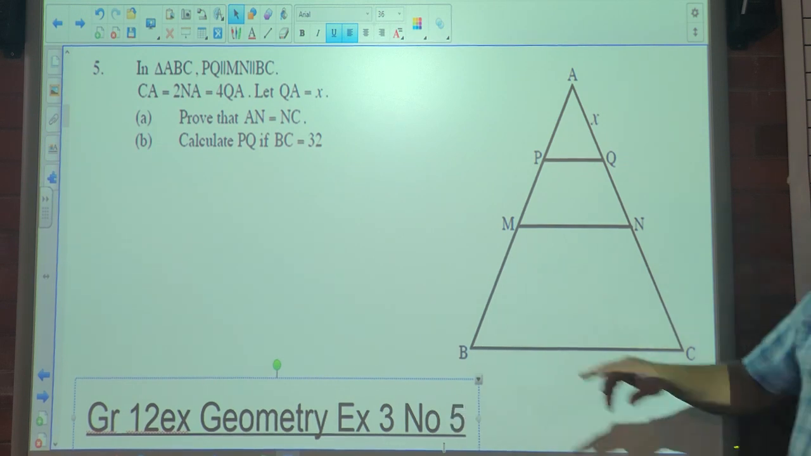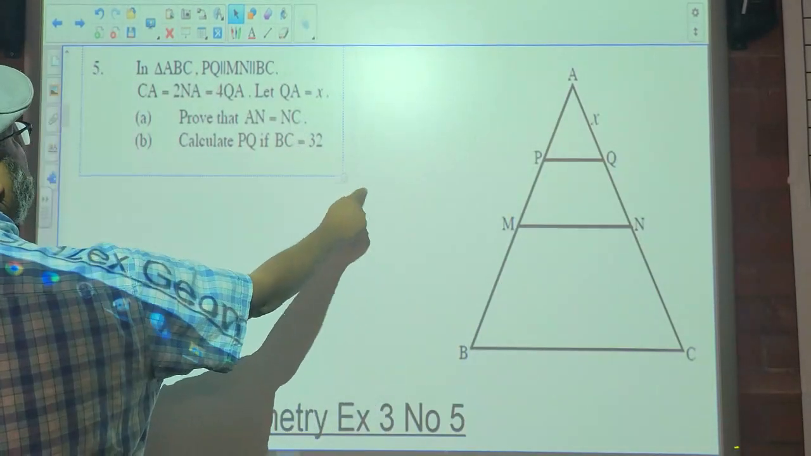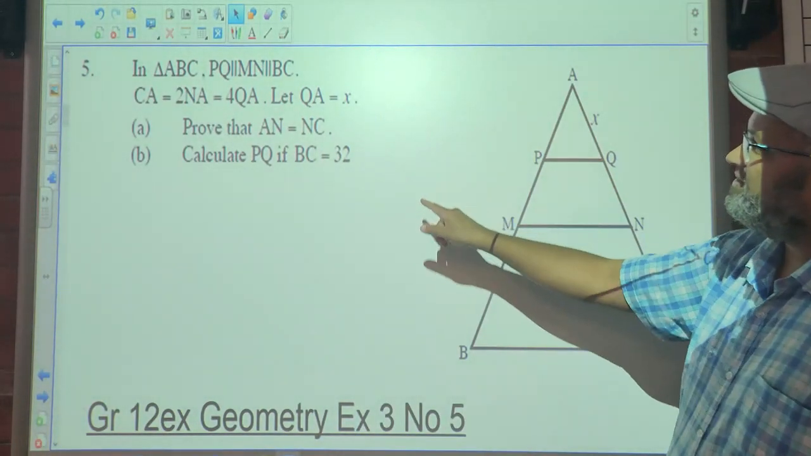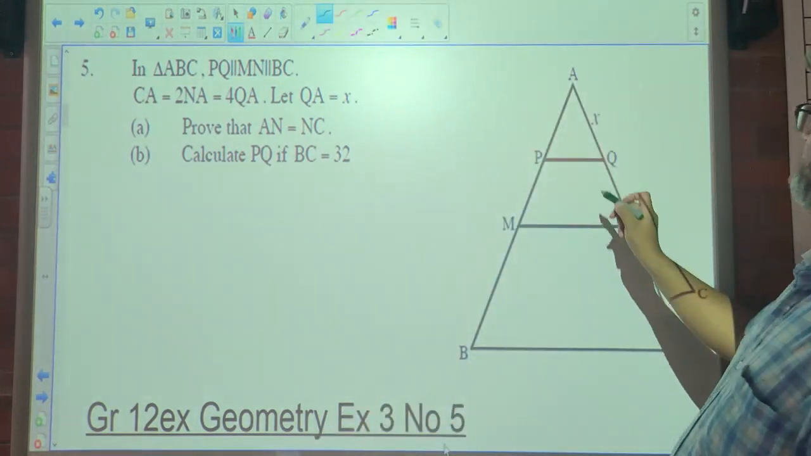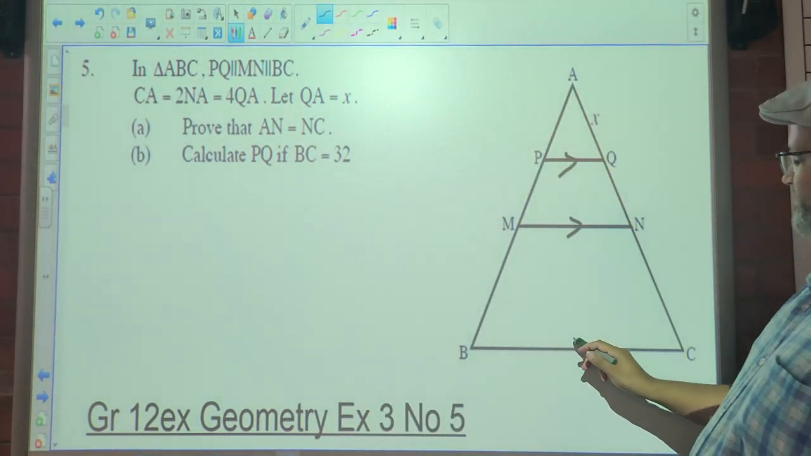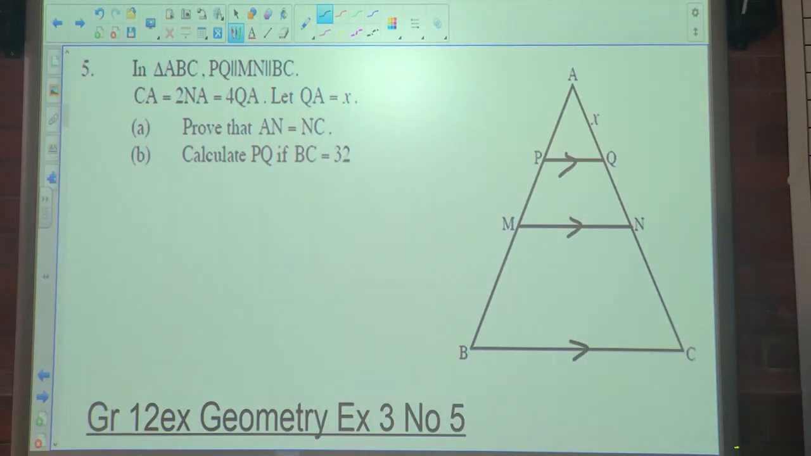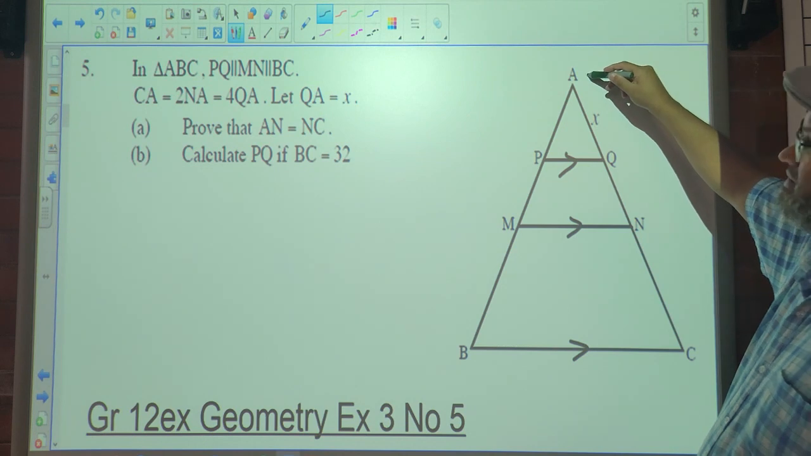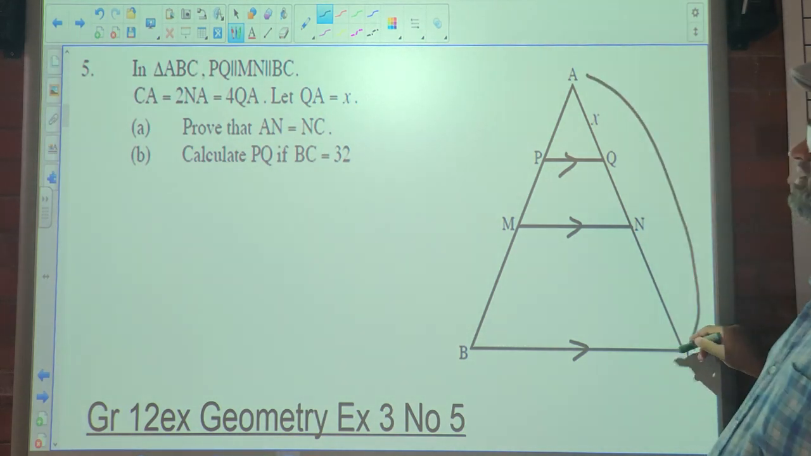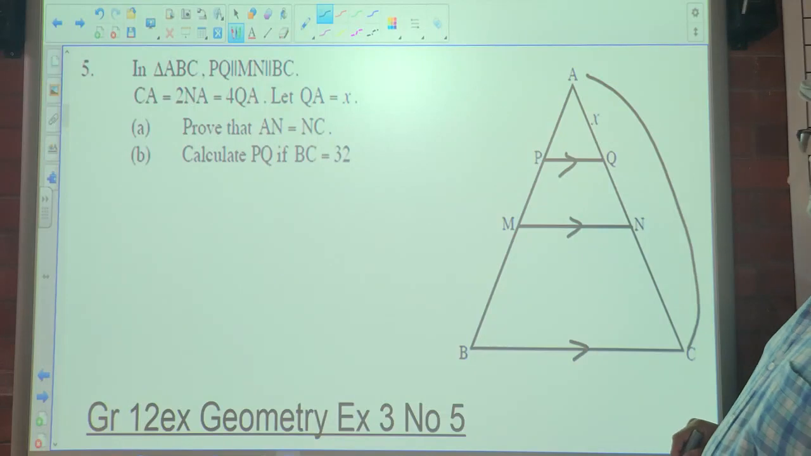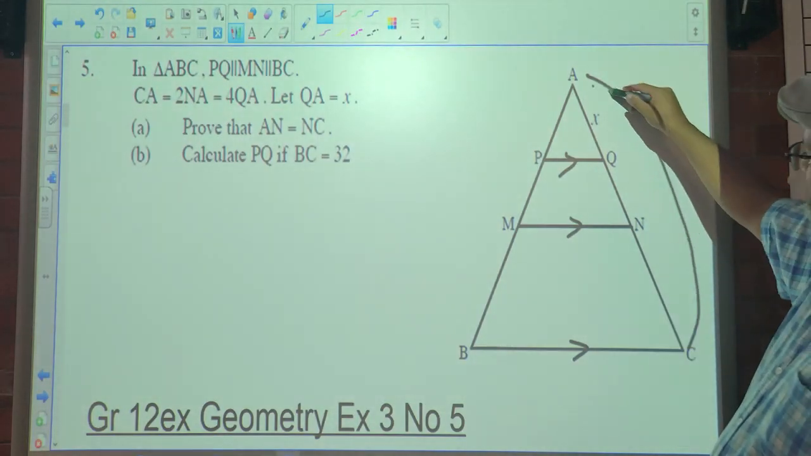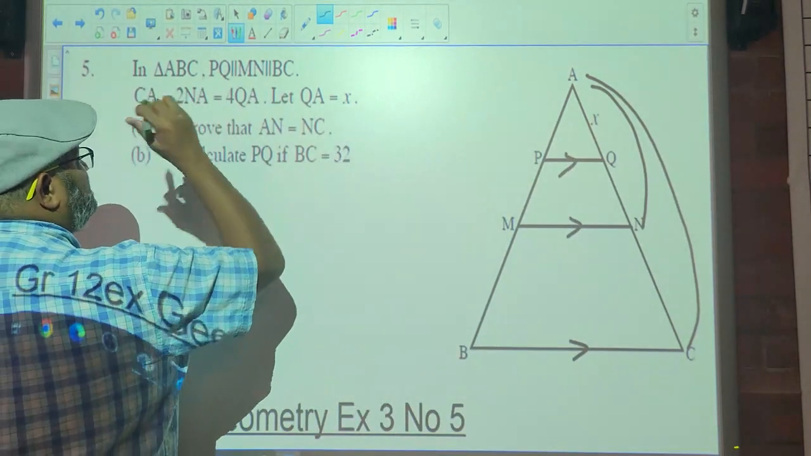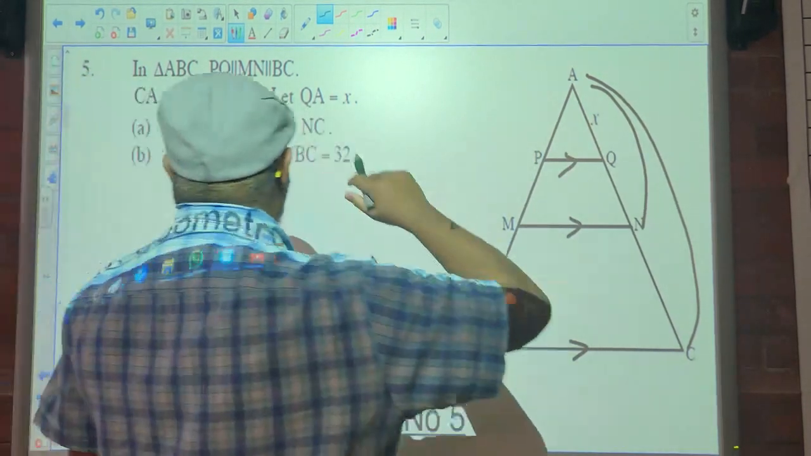Right, so we are told that in triangle ABC, PQ is parallel to MN, which is parallel to BC. Then we are told that CA is twice NA. So from there we can conclude, which is 4 times QA.